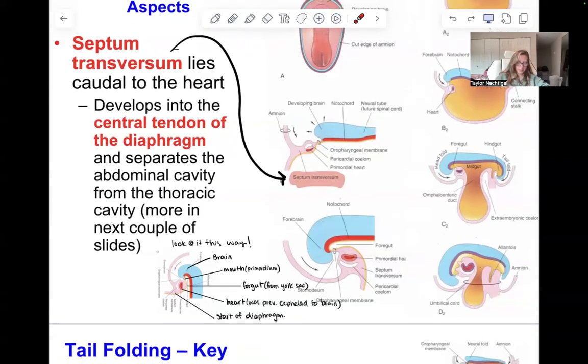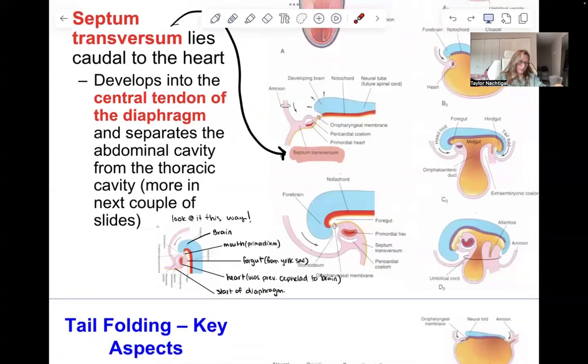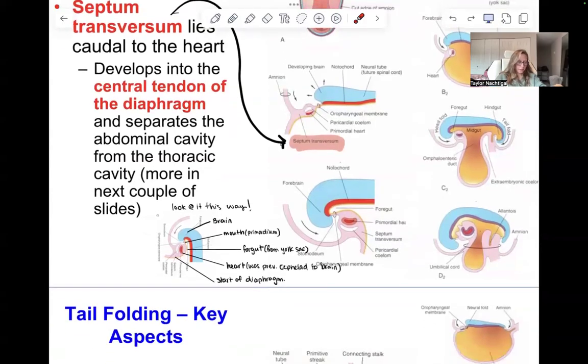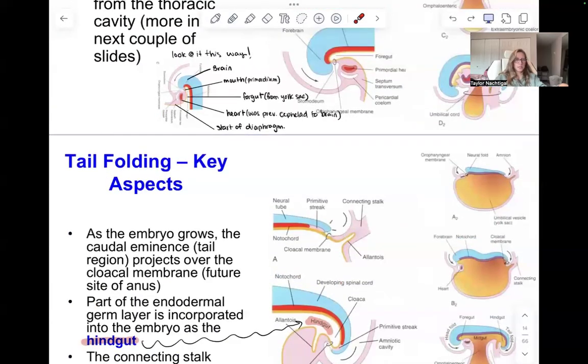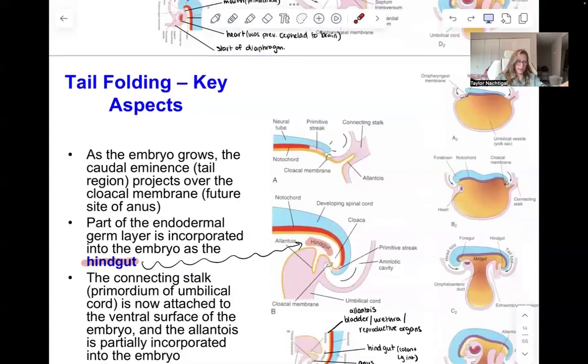So that kind of makes sense why the septum transversum is going to give rise to the central tendon of the diaphragm. This is also going to separate the abdominal cavity from the thoracic cavity. Okay, so that's what's happening at the front end. What's happening at the back end?